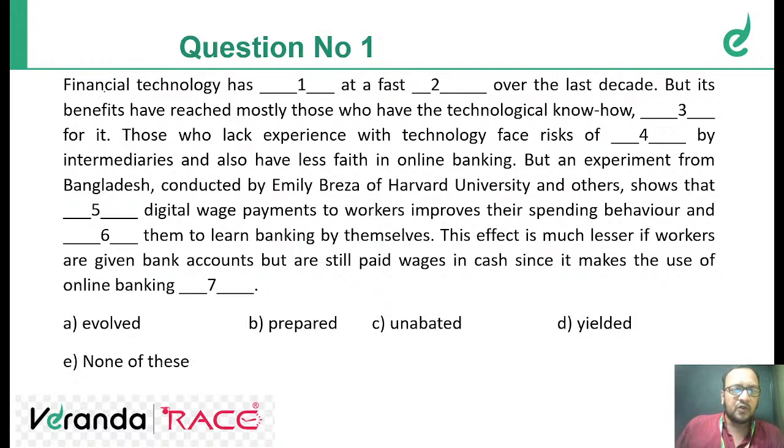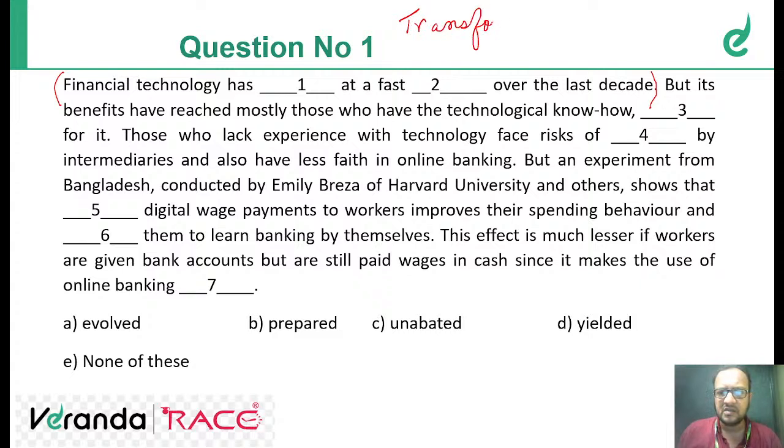Okay, so financial technology has dash at a fast dash over the last decade. So you have to see this particular sentence. Financial technology has dash at a fast. So you will understand that something has changed. So the best approach to solve a cloze test is to think of your own words. When I personally solve a cloze test, I ensure that I think my own words to be filled in the particular blank. So financial technology has dash at a fast rate, kind of thing. So it has changed, transformed. This kind of word comes to my mind. So let us write the word like transformed or changed.